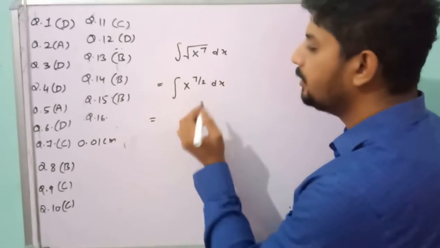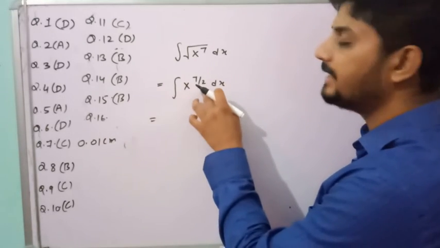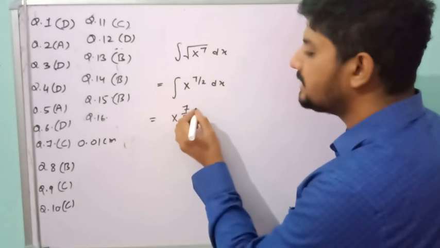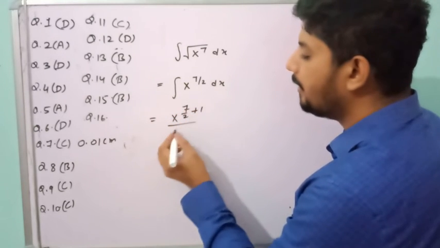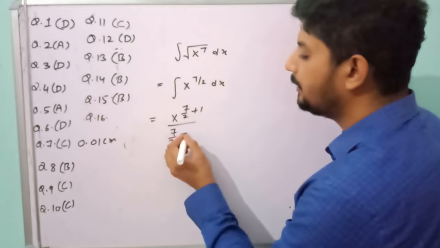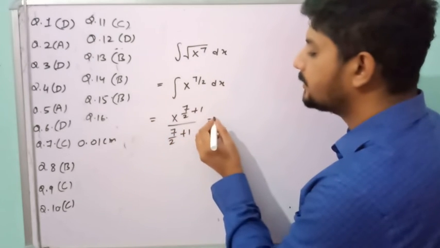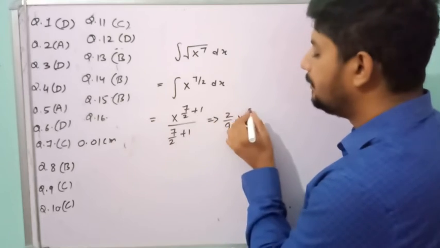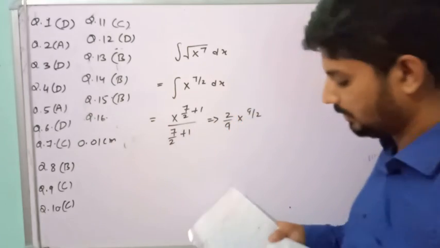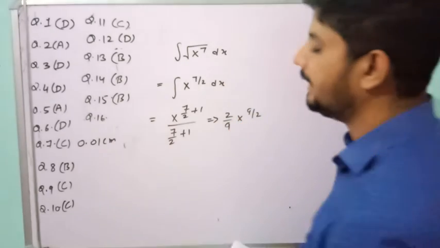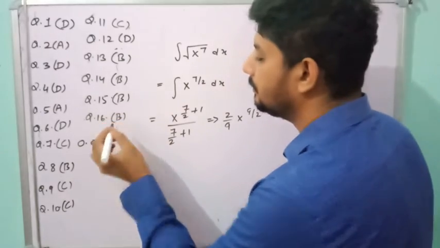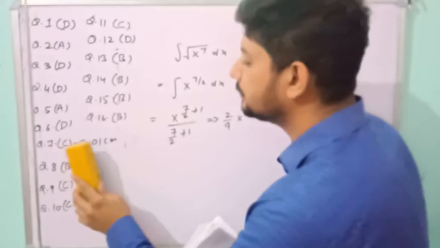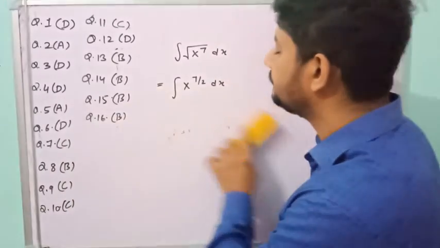Again, now you can do the integration. This will be x raised to power n. So you know that x raised to power 7 by 2 plus 1, and the entire power will come in the denominator, 7 by 2 plus 1. So your answer will be 2 by 9 x raised to power 9 by 2. Okay, so option B is correct. Okay, I am just rubbing this answer, 0.01 centimeter.